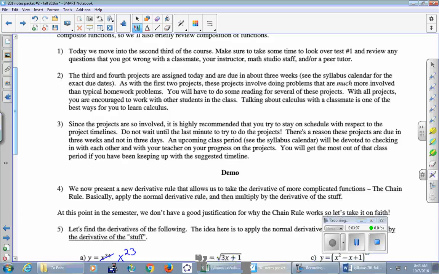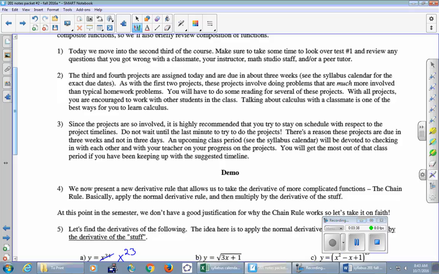Make sure to take some time to look over test number 1 and review any questions that you got wrong with a classmate or instructor, Math Studio staff, and or a peer tutor. I'm hoping we don't just look at the grade and then throw it in the binder, never to be looked at again. Turning in the test isn't the last thing I'm hoping we take away from the test. I want us to reflect on what went well and what didn't go well and make appropriate changes to improve in the future.